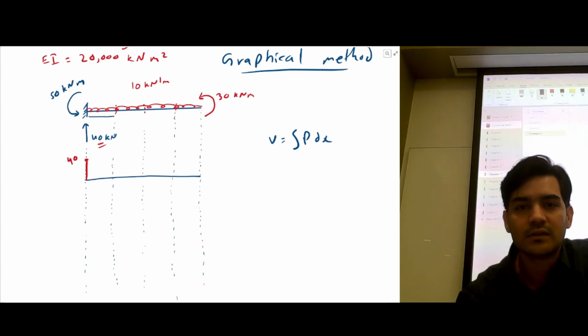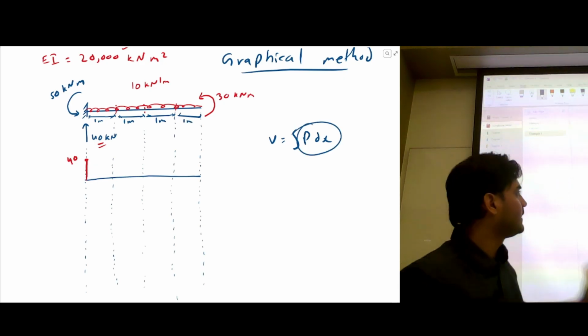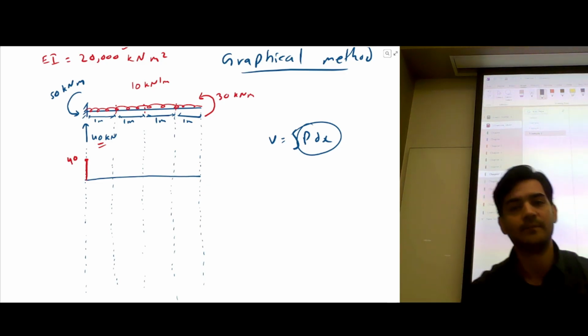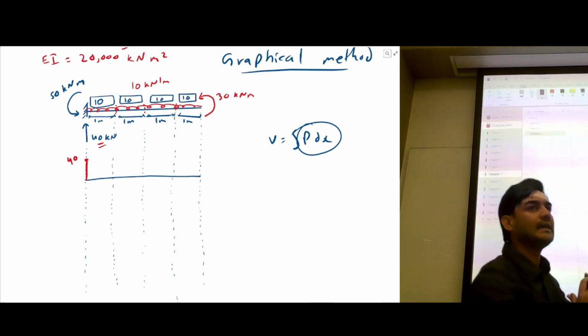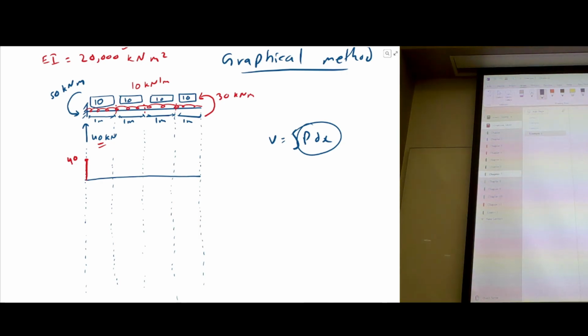So this is 1 meter, this is 1 meter, this is 1 meter, and this is 1 meter. So what we're going to do is integrate the loads at each meter. If you want to sum up the load, this is 10, right? 10 multiplied by 1. So the total summation of load in this 1 meter beam is actually 10. This is also 10. This is also 10. This is also 10. So I have basically added, so I have integrated the loads.